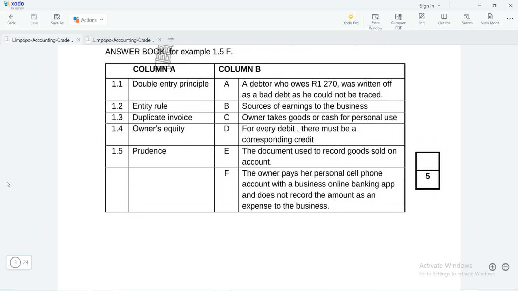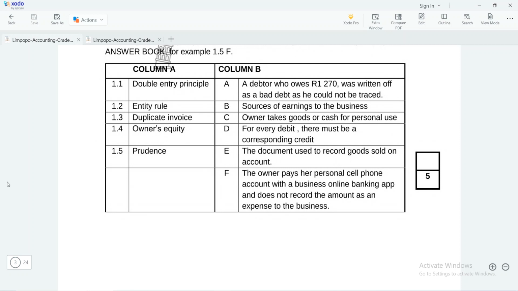Now, the paper that I'm going to use is coming from Limpopo province. They had actually written it as a common test last year, and I was going through it. I felt that, you know what, this paper is very nice. It has got some transactions that can help my learners to understand.